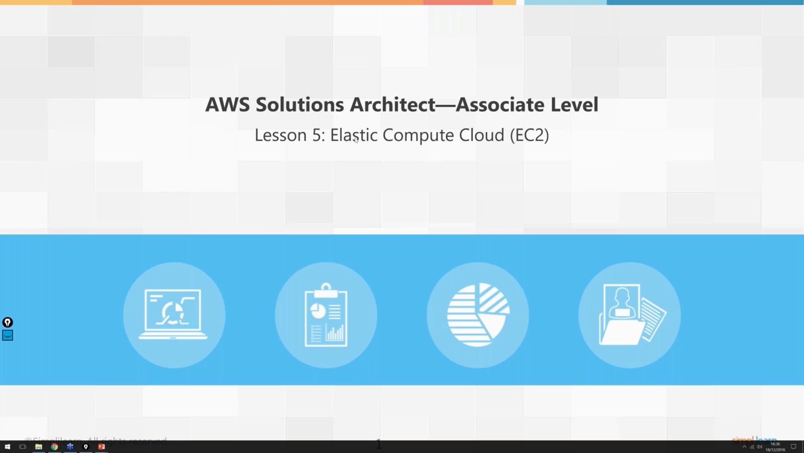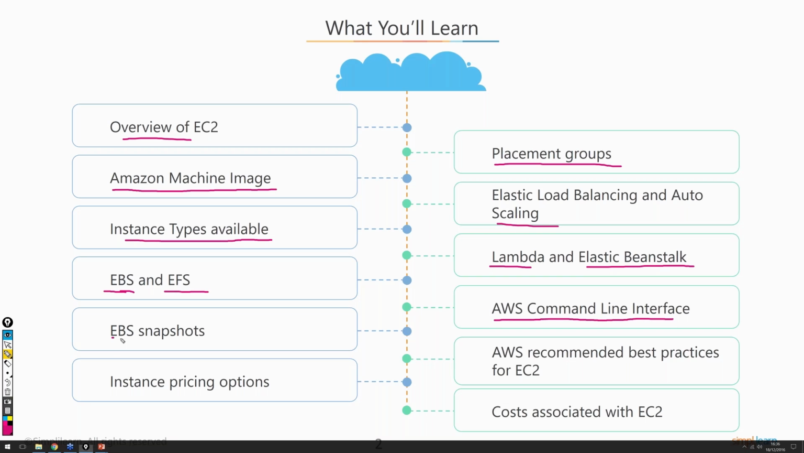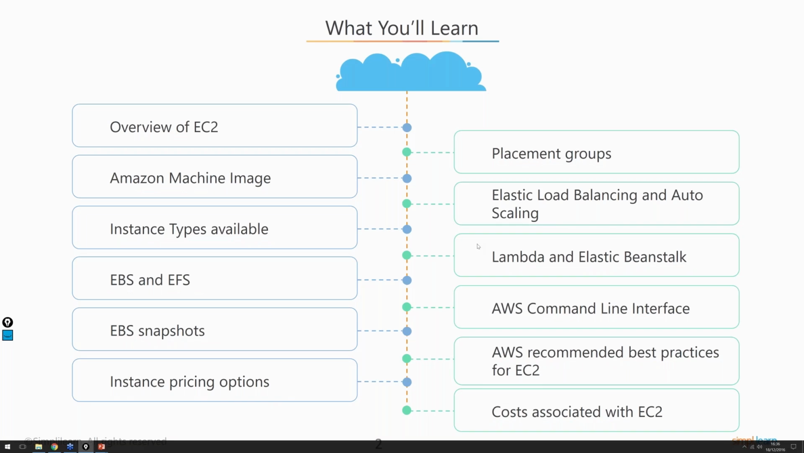So let's dig straight into Elastic Compute Cloud, also known as EC2. What we will learn is an overview of EC2. We'll also learn what placement groups are, what Amazon Machine Image, also known as AMI, is, what Elastic Load Balancing and auto-scaling are, instance types available for you to use today, Lambda and Elastic Beanstalk, EBS and EFS. We'll also cover the AWS command line interface, EBS snapshots, AWS recommended best practices for EC2, instance pricing options, as well as costs associated with EC2 itself. So I'll jump straight into it. So that's an overview.